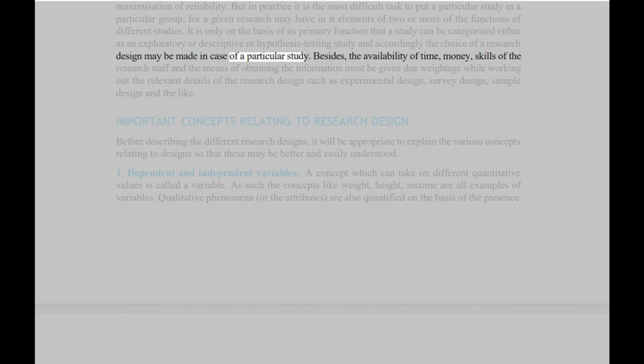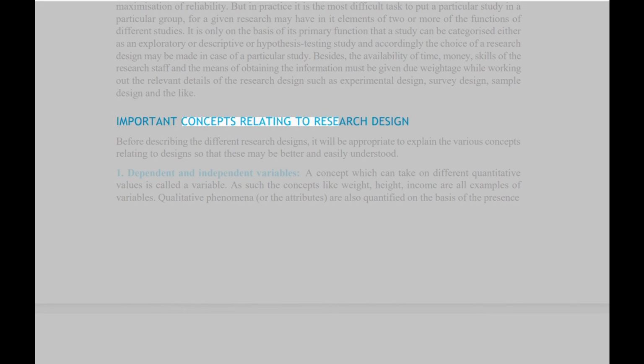Besides, the availability of time, money, skills of the research staff and the means of obtaining the information must be given due weightage while working out the relevant details of the research design, such as experimental design, survey design, sample design, and the like.